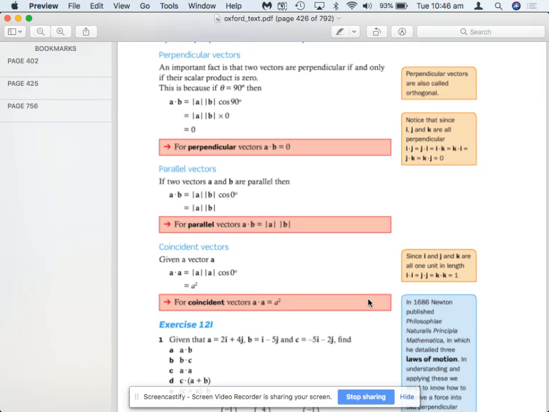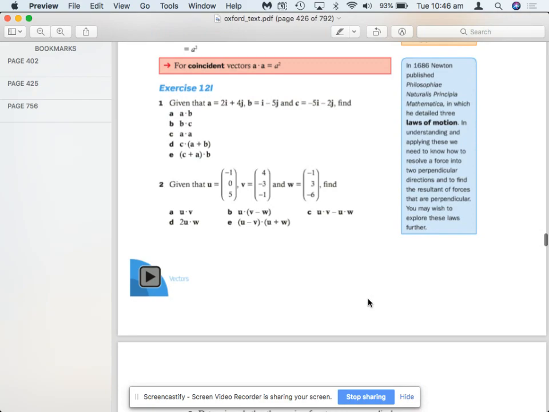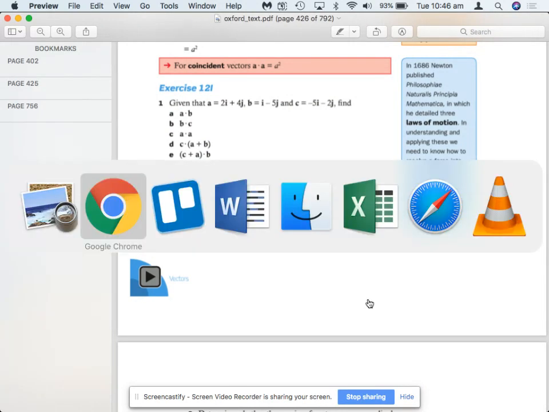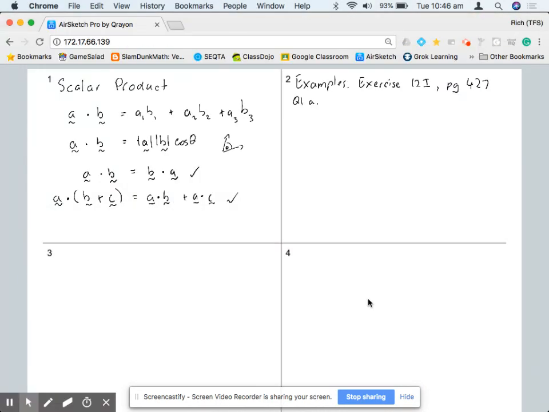So here we go. Right now, we are going to do some examples from exercise 12I on page 427. I'm just going to do a couple and explain as I'm going along, and then I'll give you a chance to do some yourself. To start off with, I'm going to do question 1A and question 1D, and then I'm going to do 2B, and then give you a chance to practice. So please stop me as I go along.